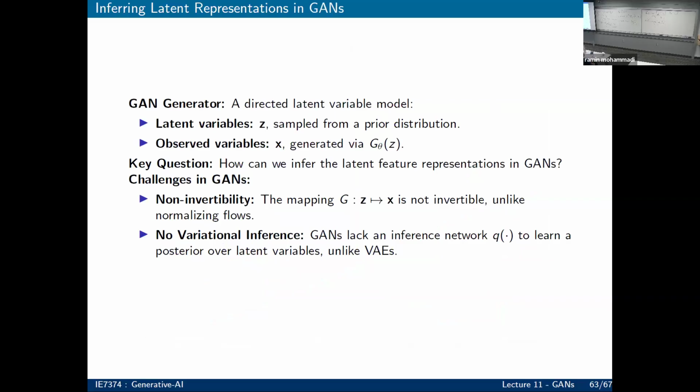So again, just a summary for GAN: the generator is basically just a directed latent variable model. It gets some Z, produces some data. The problem with GAN is that it's not invertible, and there's no variational inference. That means it doesn't have an encoder. If you think about it, there's no encoder, it's just a generator. So you cannot get features or information from GAN. You can only generate data and discriminate data.